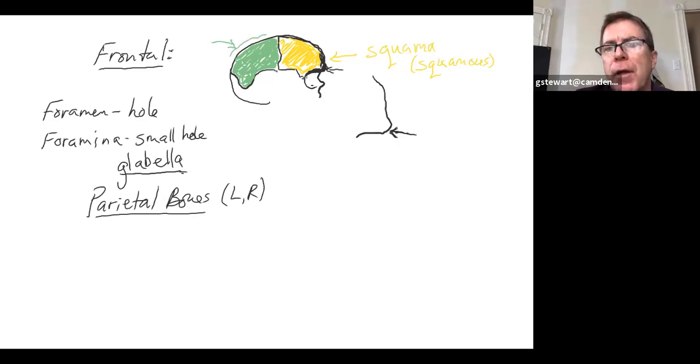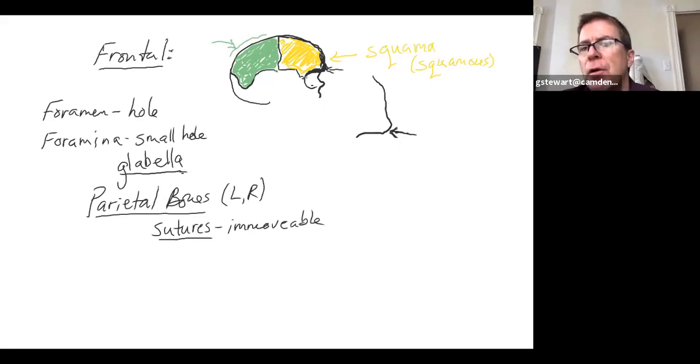So underneath parietal bones, I'm going to write sutures. A suture is a type of joint. It's an immovable joint. We always think of joints being movable. Not all joints are movable. A suture is an example of an immovable joint. They typically tend to be interlocking joints, like this, almost like a zigzag pattern. And that helps keep them stable.